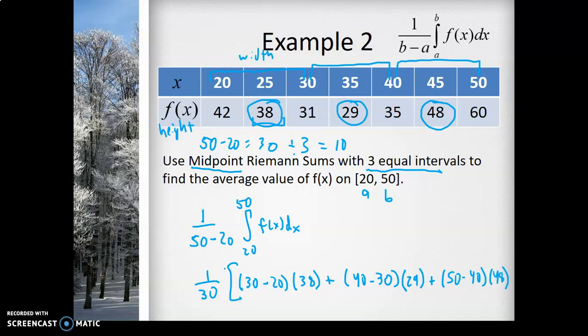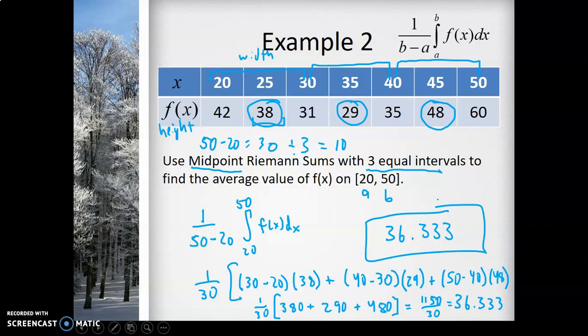Now, technically, on a free response exam, I could stop here. But we definitely need to be practicing simplifying. So 1 over 30, 10 times 38 is going to be 380. 10 times 29 is going to be 290. 10 times 48 is going to be 480. If I add all those up, I'm going to get 1,150 divided by 30, which is the same as 36.333. So the average value using the midpoint Riemann sum would be 36.333.